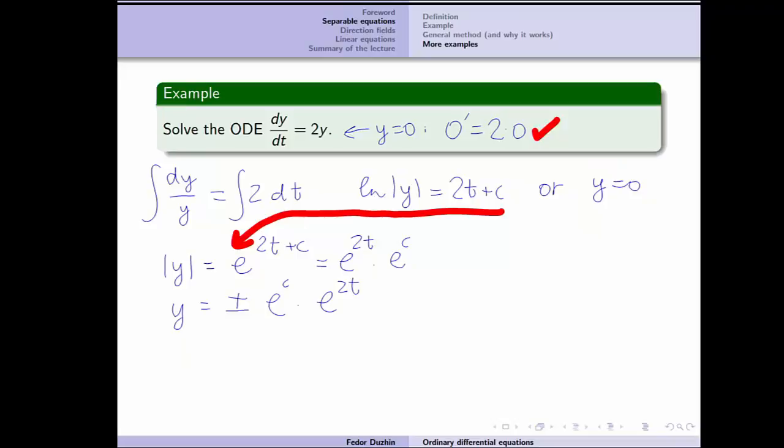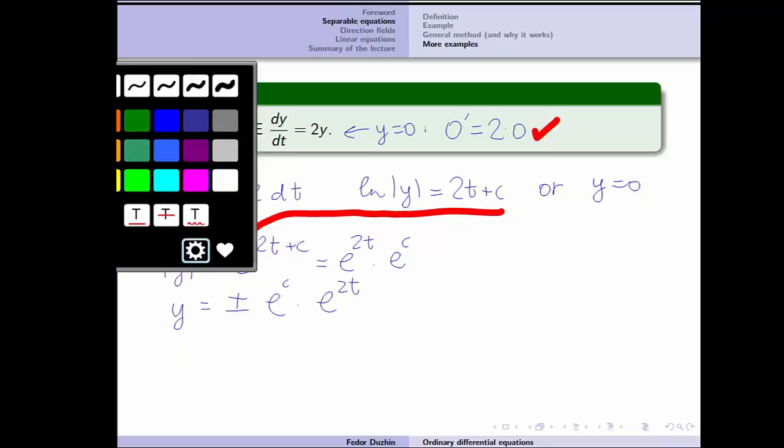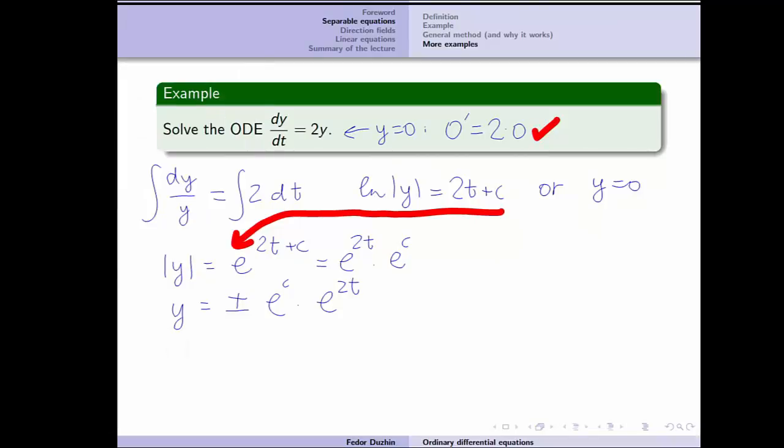Well, but what is this e to the c? So let me rewrite it maybe with a different color. So notice that c is any constant, right? So c is any real number. But if c is any real number, then e to the c is an arbitrary positive number. But if e to the c is an arbitrary positive number, then plus minus e to the c is an arbitrary non-zero number.